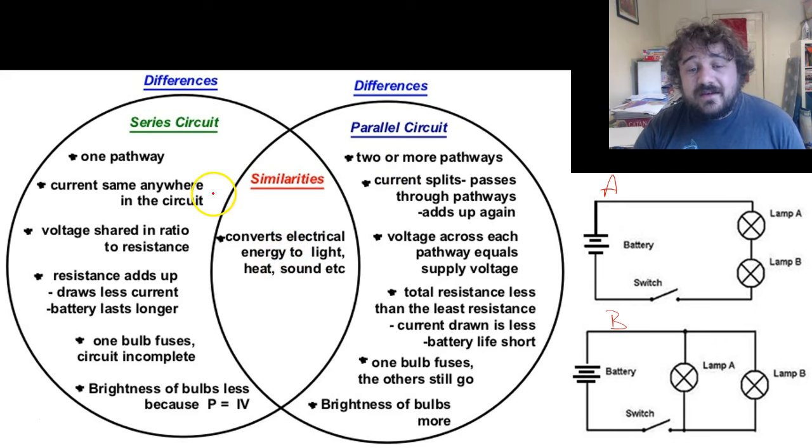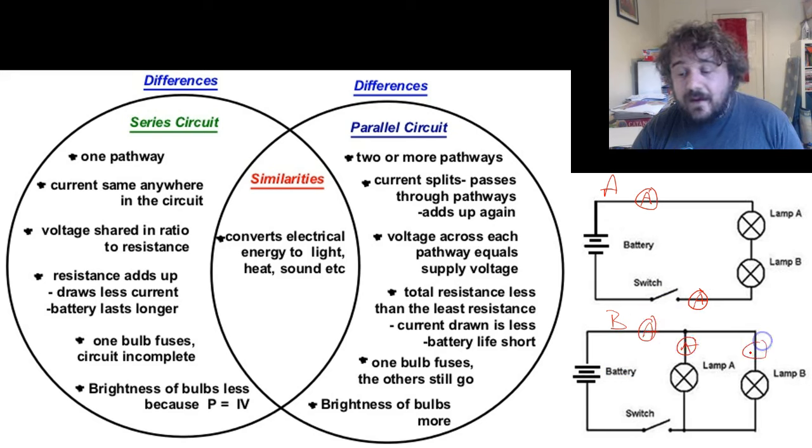The current in a series circuit is the same everywhere. So if you put an ammeter there and an ammeter there, it would be the same. Whereas if you put an ammeter here and an ammeter there and an ammeter there, it would be different because the current in a parallel circuit splits. The voltage is shared in ratio to resistance.